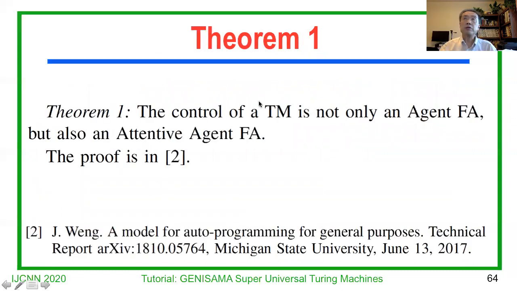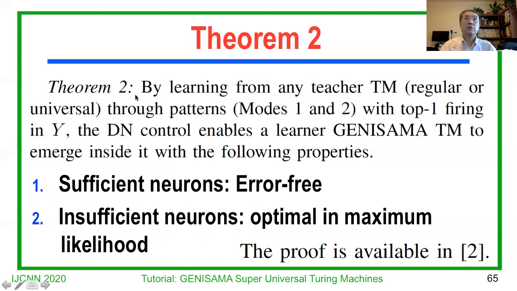Theory 1: the control of the emerging is not an agent FA, but also an attended agent FA, because the read-write head attends. Theory 2: the learning from the TM, regular or universal TM, through patterns, mode 1 or 2, with top-down finding in the Y hidden area of the brain. The DN control enabled a learner Genesema Turing machine to emerge, really emerge, an emergent Turing machine inside the DN with the following properties.